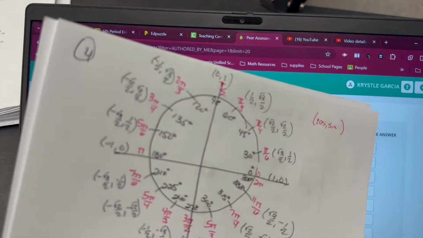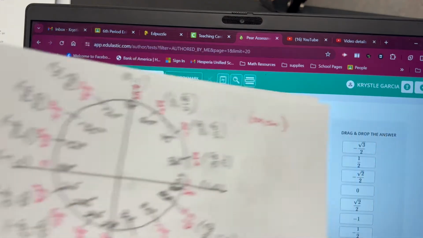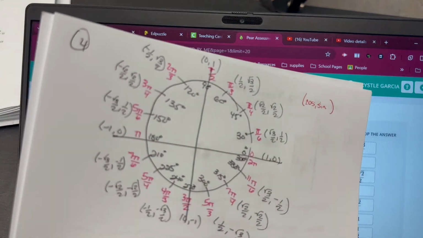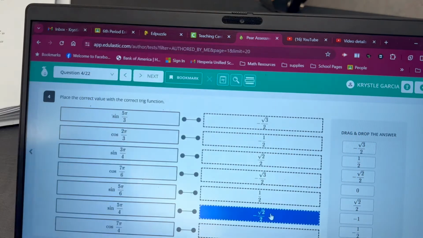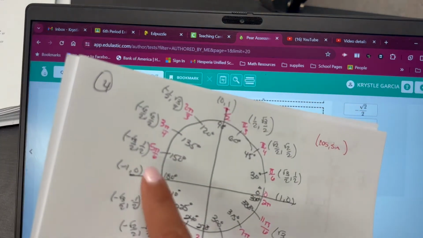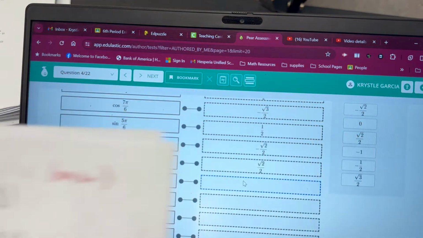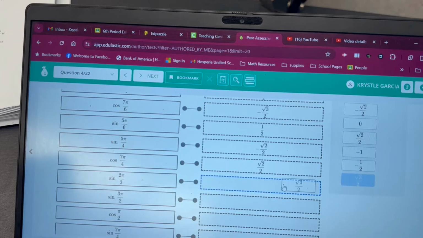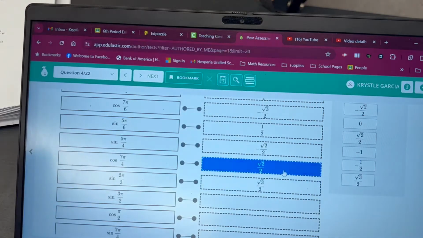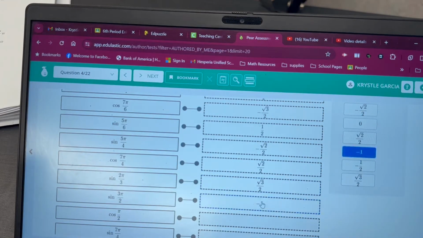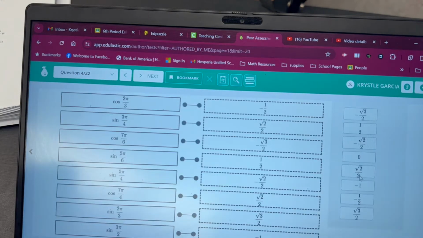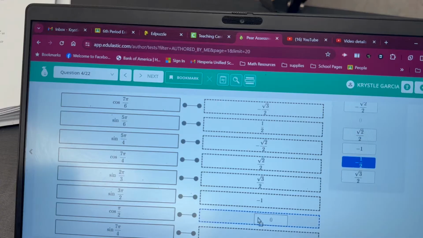The sine, the y value at 5 pi over 4 is a negative square root of 2 over 2. The cosine of 7 pi over 4, the x value is positive square root of 2 over 2. Sine of 2 pi over 3, the y value at 2 pi over 3 is positive square root of 3 over 2. Sine, the y value of 3 pi over 2 is negative 1. Cosine, the x value at pi over 2 is 0. Where's my 0? There it is.